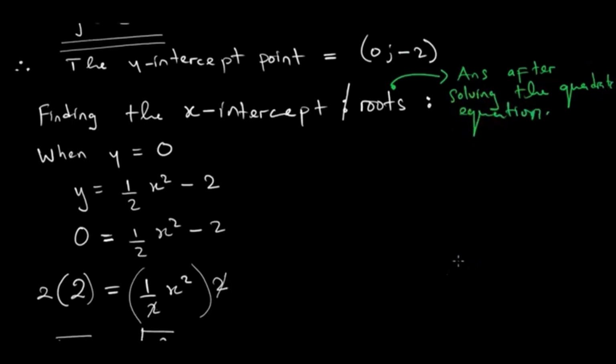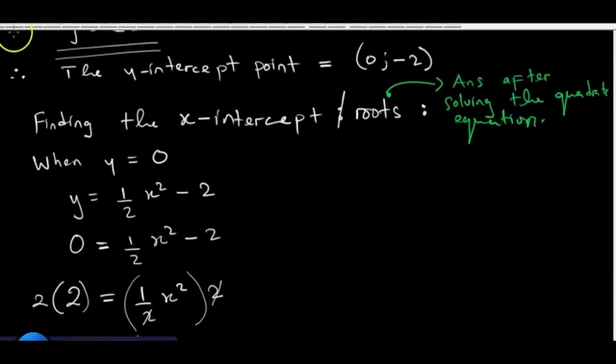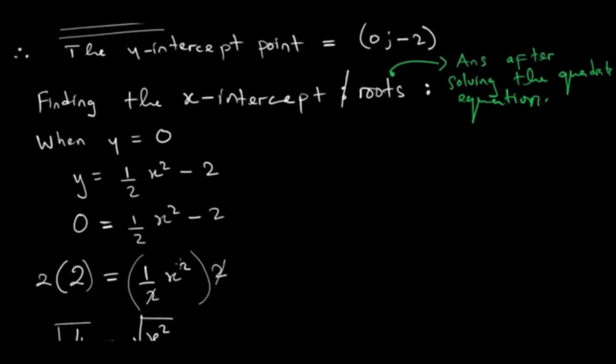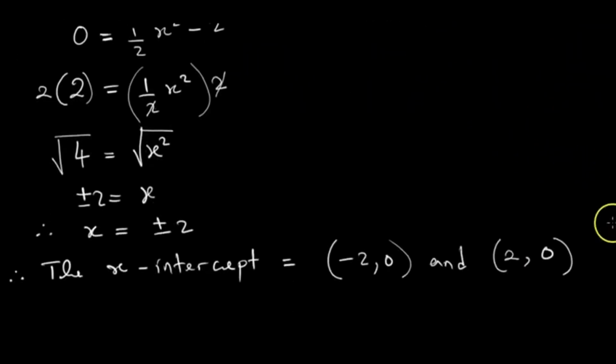So if we solve the quadratic equation, the answers we get are called the roots. It will be clearer when we put it on a graph. So the next step we should take is to draw the graph. We have calculated the y-intercept point, and we also have calculated the x-intercept points. So let us now put it down on a graph.